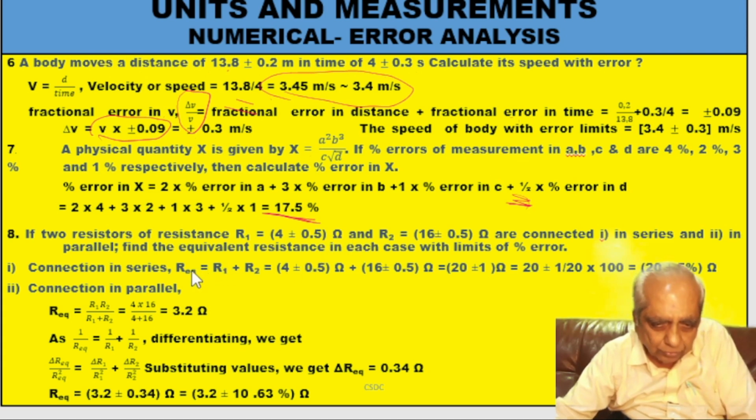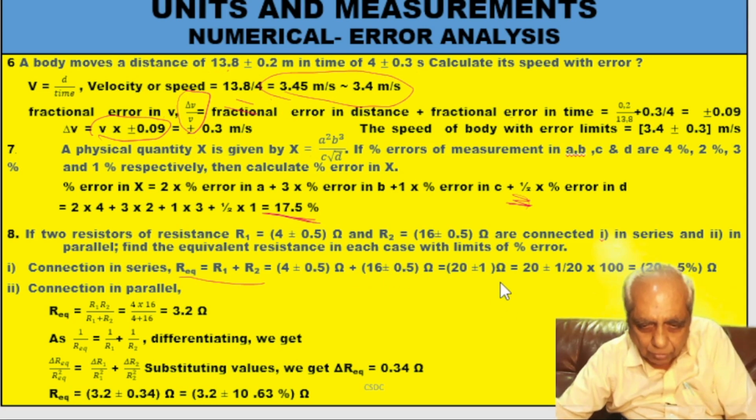For series, it is very simple. We have done a similar sum. R equivalent is R1 plus R2. So my resistance will be 4 plus 16, 20 ohm, and absolute error will get added up. So 0.5 plus 0.5 will give me 1. So my answer would be 20 plus or minus 1 ohm.